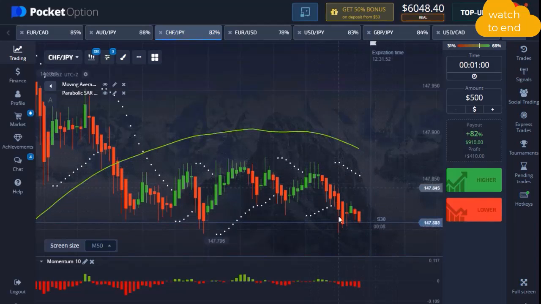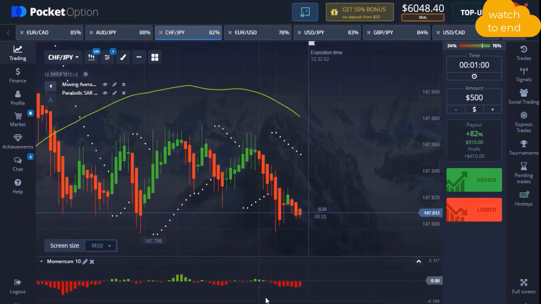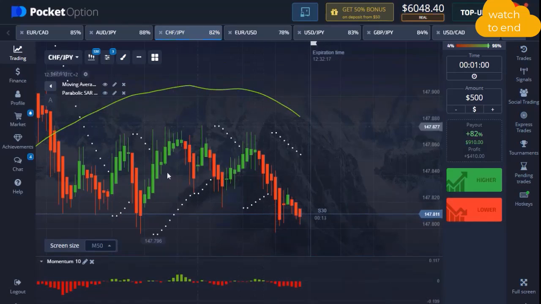When we have our candlestick below the moving average and our parabolic SAR is just starting, then it will be a good moment to go for a down trade. And the momentum too must be down. It must definitely be showing down before you enter a down trade. So make sure these signals work together.